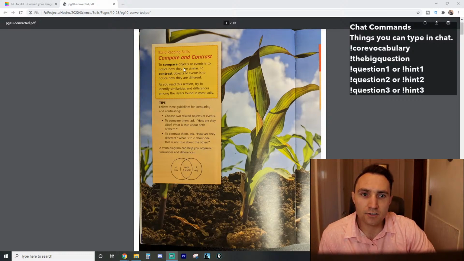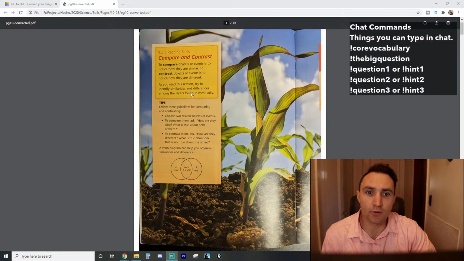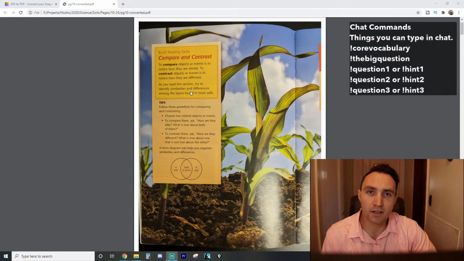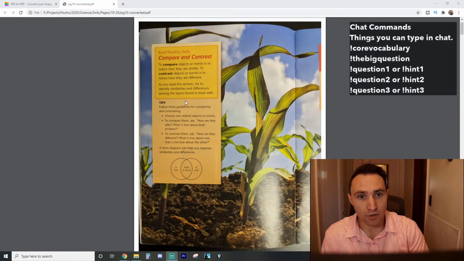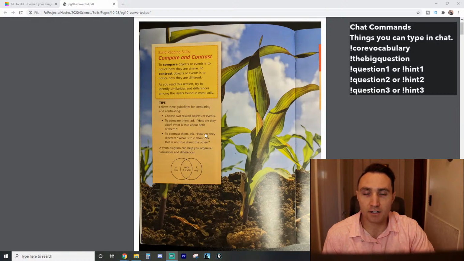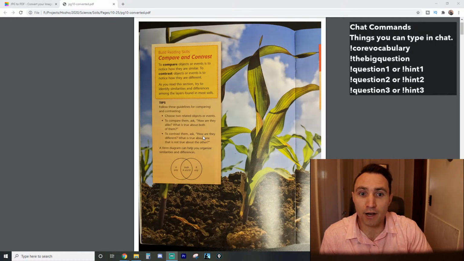Compare and contrast. To compare objects or events is to notice how they are similar. To contrast objects or events is to notice how they are different. And so we can compare and contrast a lot of things, right? We can compare and contrast one person to another. We can compare and contrast this school year compared to last year, right? And then we're going to compare and contrast different types of soil.